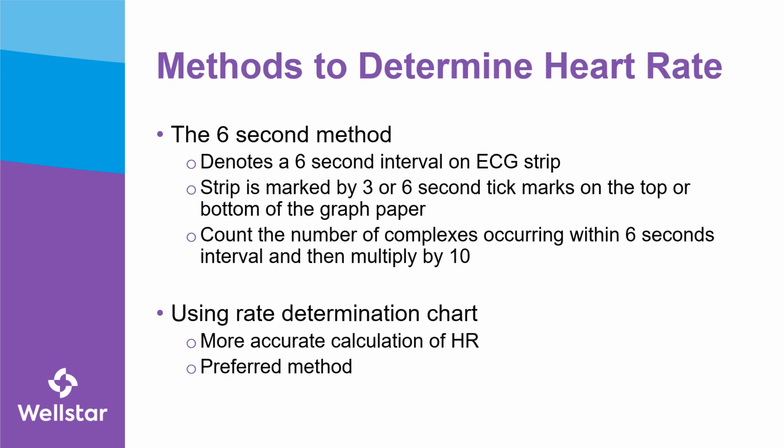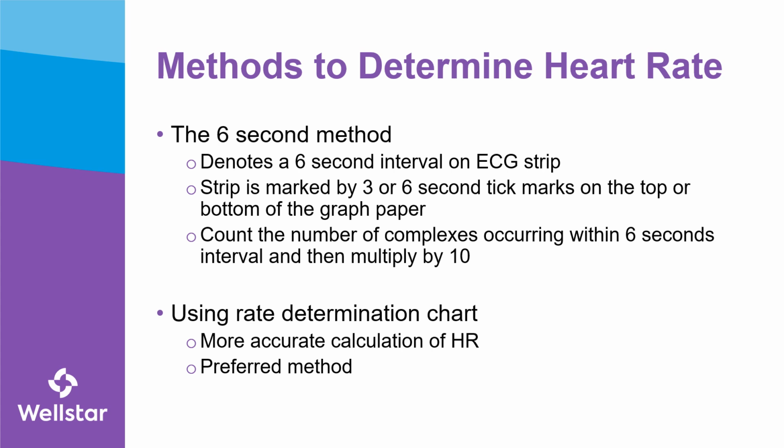Methods to determine heart rate. The 6-second method denotes a 6-second interval on the ECG strip. The strip is marked by 3 or 6-second tick marks on the top or on the bottom of the graph paper. In this case, you would count the number of complexes occurring within that 6-second interval, and then you multiply that by 10. For testing purposes, we are going to assume that the strips you're looking at are 6-second strips.